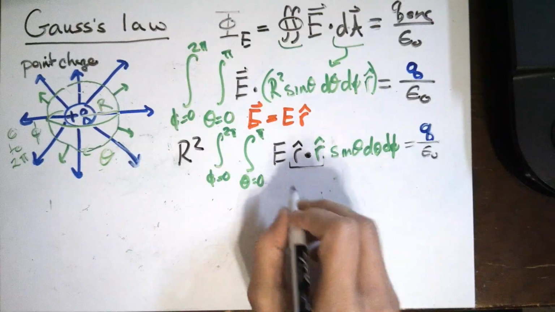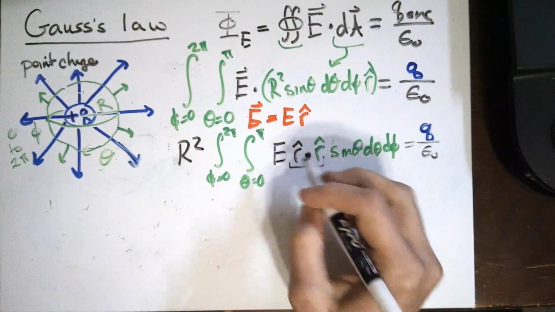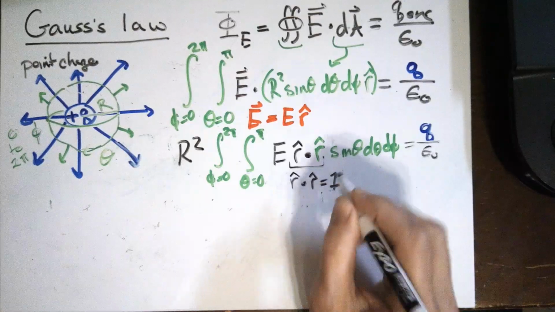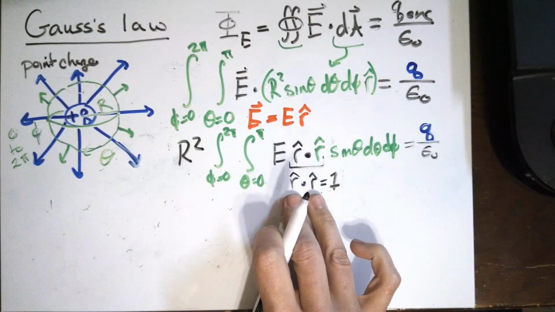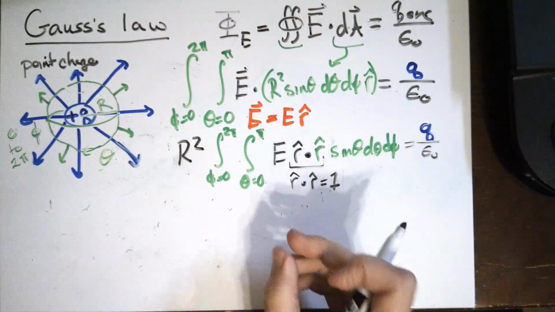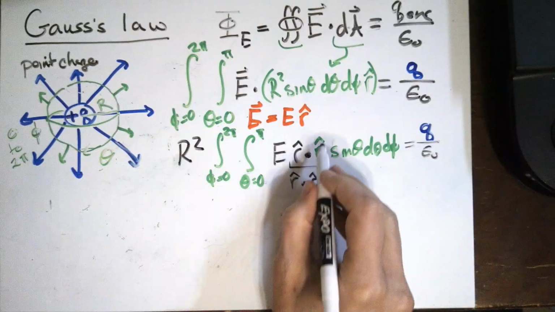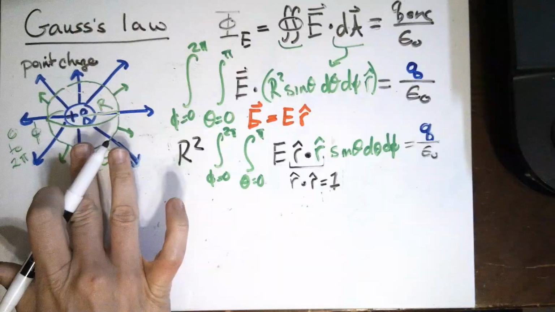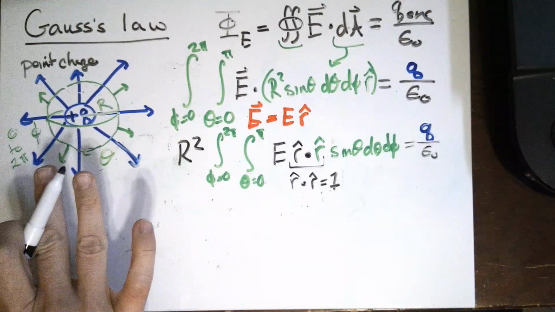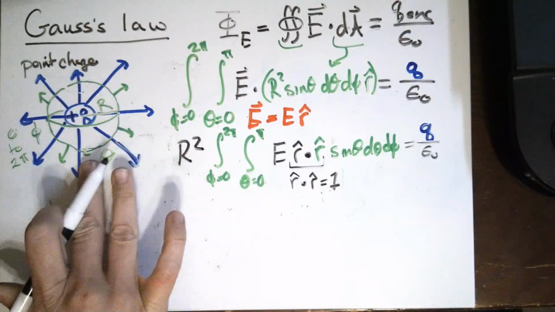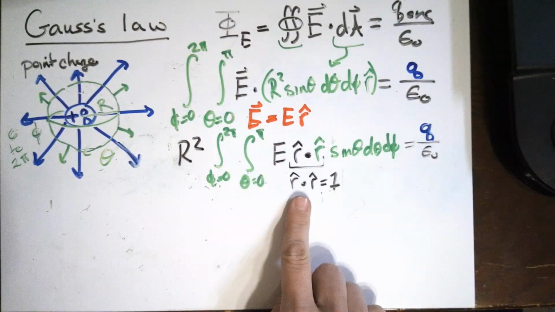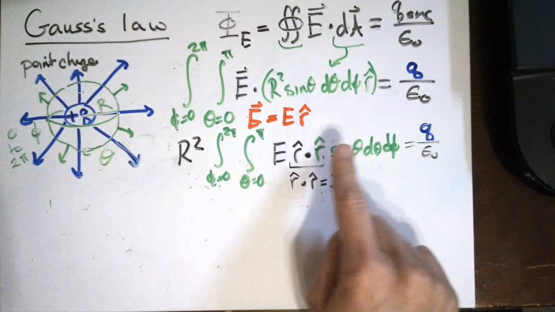Now a unit vector dotted with itself is equal to 1, because it is obviously parallel to itself, and it's also a unit vector, so its magnitude is length 1. So this is going to become 1. Yay, even though it changes everywhere on the surface, it is always pointed in the same direction as the electric field. So that's taken care of.